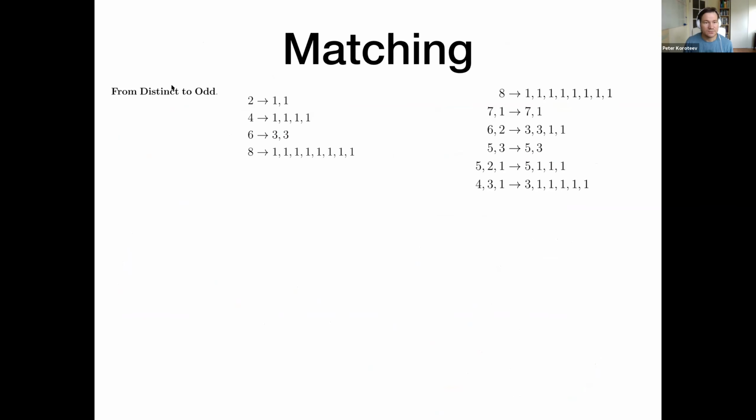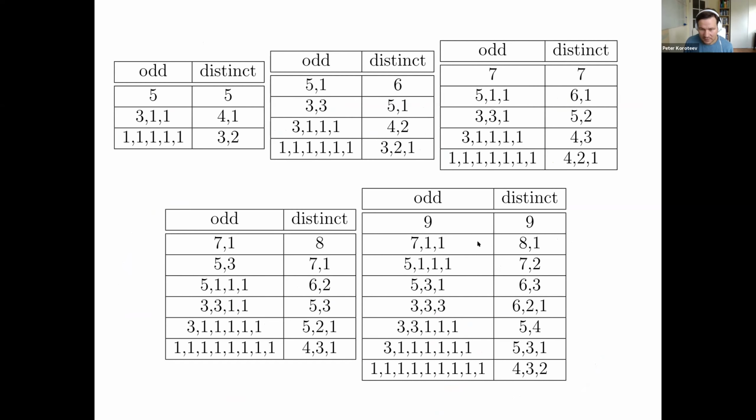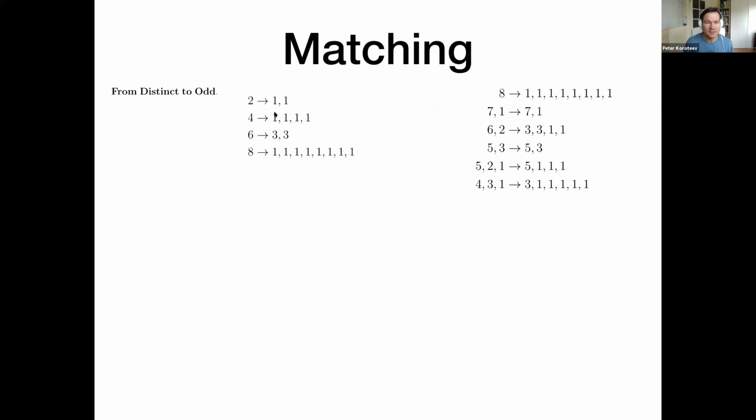You go from distinct to odd. That's how this combination goes. In fact, it's probably easier to formulate the map backwards. You take 2, you just split it: divide it by 2, so you get 1 plus 1. 4 you can divide by 2 twice because it's the second power of 2, so 4 goes into 1 plus 1 plus 1 plus 1. 6 goes into 3 plus 3 because you just divide by 2.